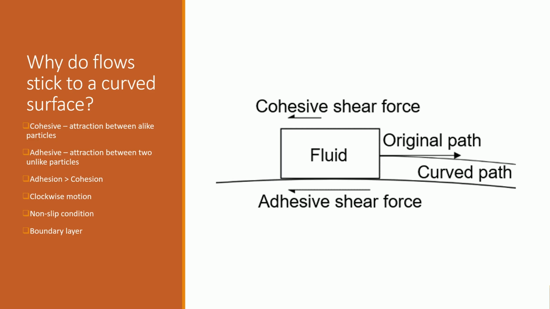The fluid closest to the surface stops as it sticks to the surface due to the no-slip condition. This causes the fluid above to follow a curved path. This all occurs within the boundary layer on the surface, where the fluid is affected by the friction across the surface.